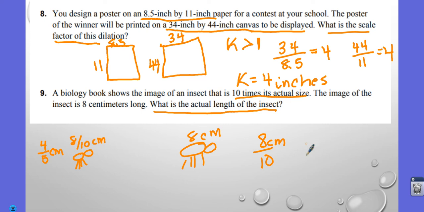And then when I blow it up 10 times its actual size, and it's 8 centimeters long, you take this and multiply it by 10, and you should be able to get 8 back.